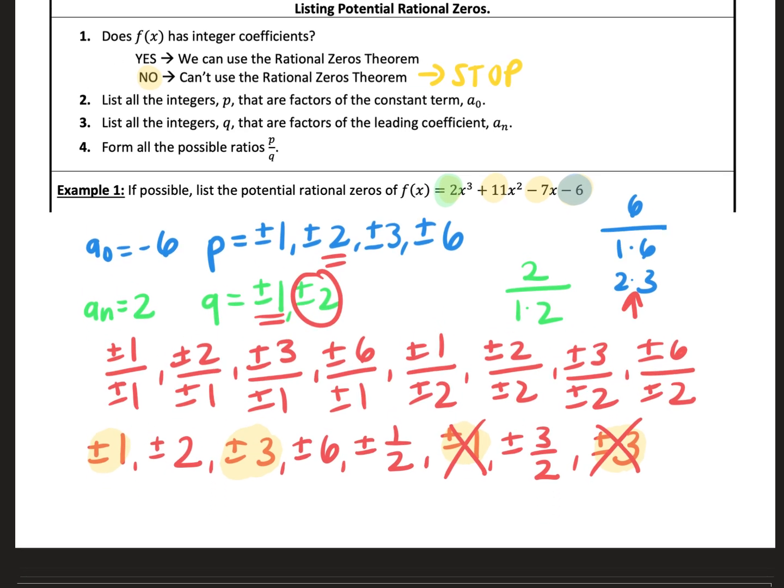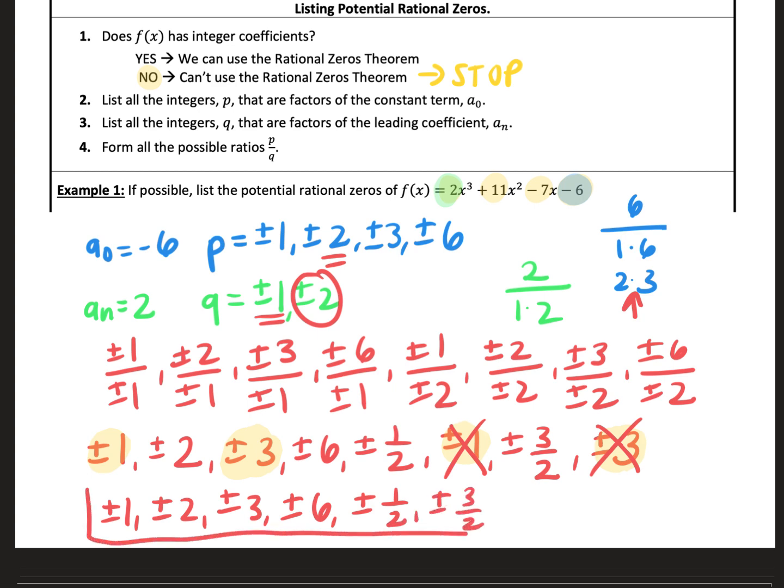So that means that in total, my potential zeros are plus or minus 1, plus or minus 2, plus or minus 3, plus or minus 6, plus or minus 1/2, and then plus or minus 3/2. Again, those are all of my potential rational zeros of f of x.